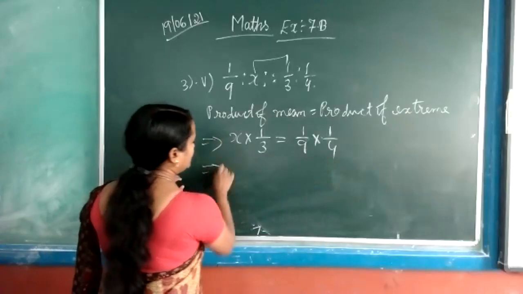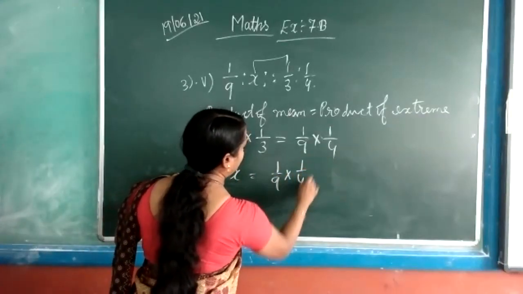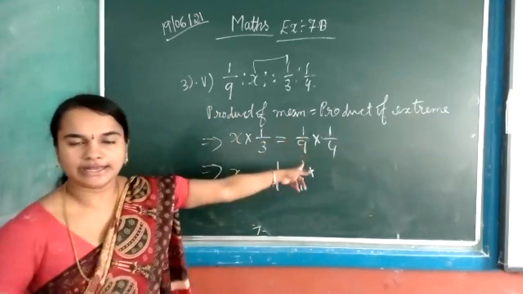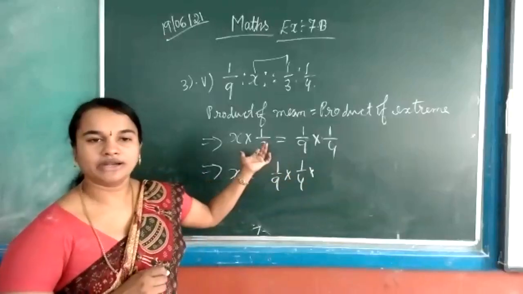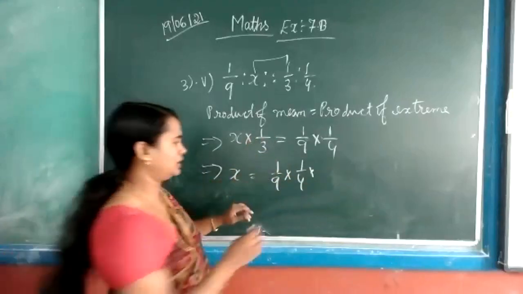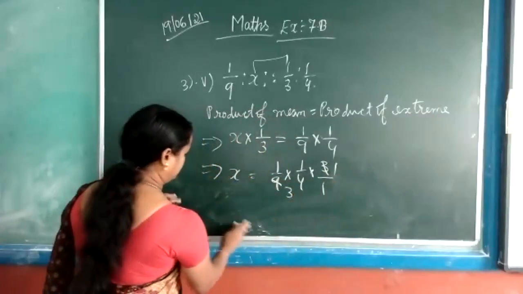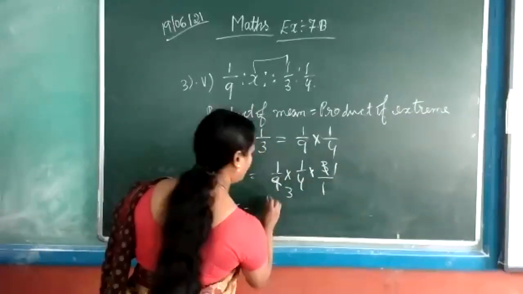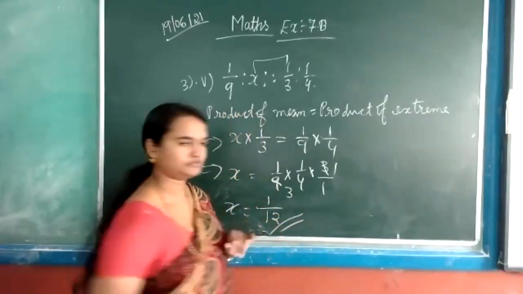Now x equals 1 upon 9 into 1 upon 4. Then we are taking 1 upon 3 to the other side. The first term going to the second term, what will it become? Reciprocal. That means 3 upon 1. 3 ones are 3, 3 threes are 9. That means x is equal to 1 upon 12. This will be the answer. Write it down.